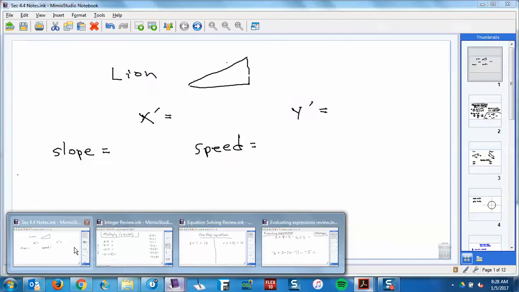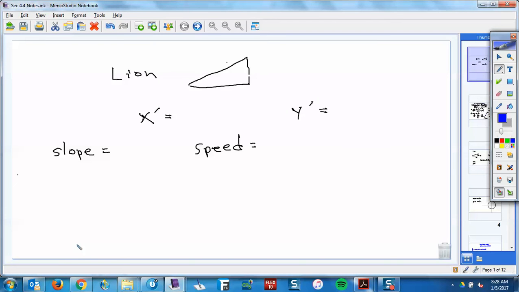For now, let's get your notes out and see if you can find your Lion and Ranger worksheet. Lion and Ranger. Okay, and you probably need your notes out too, because we're going to be writing down some stuff.